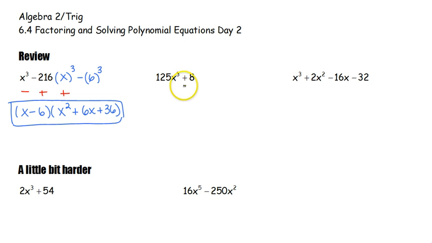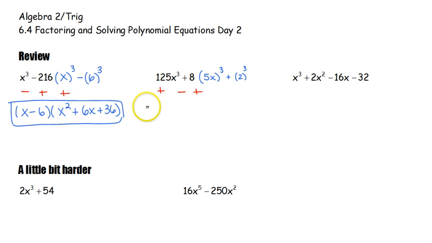We've got two pieces. We've got addition, so I'm guessing this is going to be the sum of two cubes. So what number cubed gives us 125x cubed? Oh, that is 5x. So 5x cubed gives us the 125x cubed, plus what number cubed gives us 8? We should know that one by now. 2 cubed gives us 8. So we've got the sum of cubes, which is plus, minus, plus.